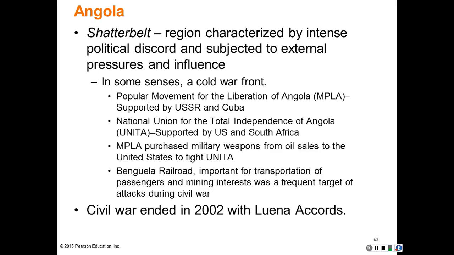The Benguela Railroad, which was an important transportation passageway for both passengers and mining interests, was frequently a target of attacks during the Civil War period. The Civil War ended in 2002 with the Luanda Accords.